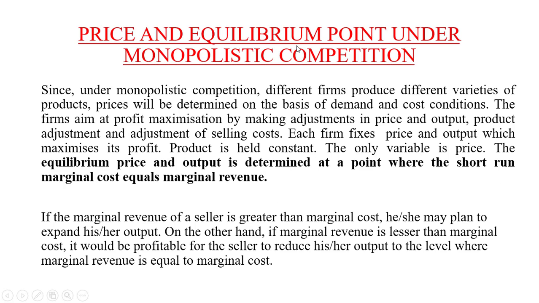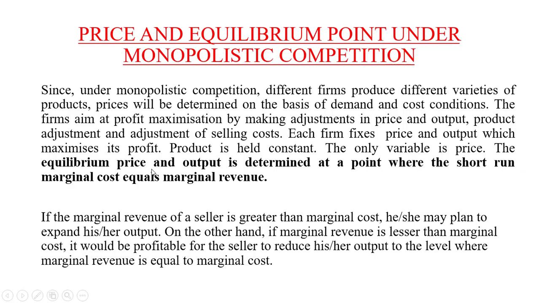Next is price and equilibrium point under monopolistic competition. Now what is monopolistic competition? Monopolistic competition is that there are a large number of buyers and sellers, but the products are a little bit different. They differ in their varieties, in the quantities, in the qualities. So under monopolistic competition, the conditions will be similar to perfect competition and monopoly. It is a combination of monopoly and perfect competition, right?